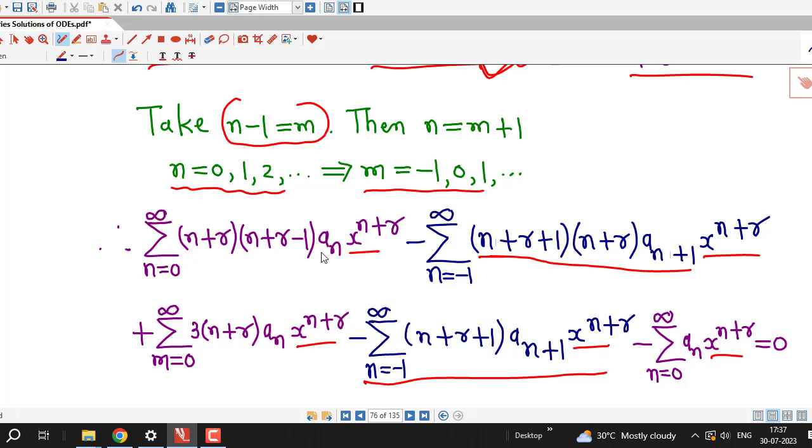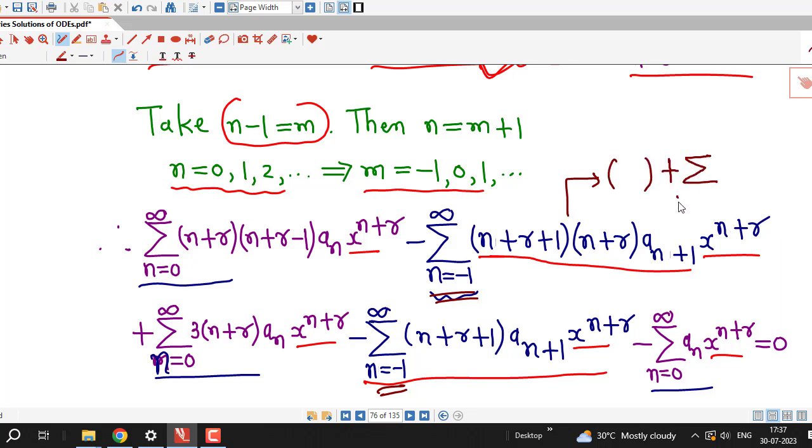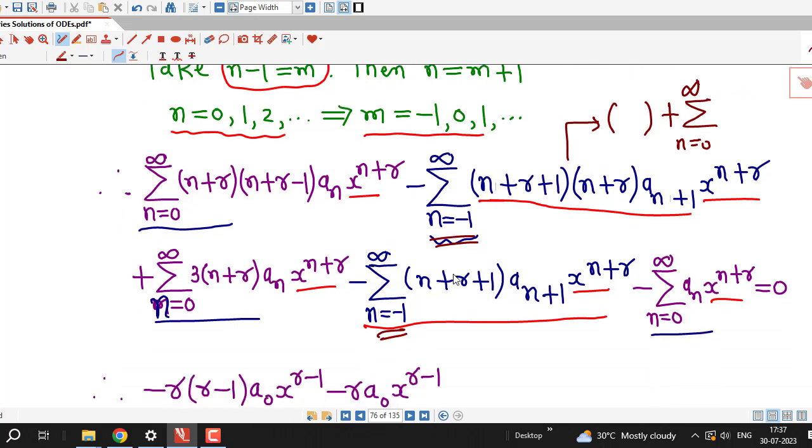Now to combine all these summations, the range of the index must be the same. Here n is starting from 0, here it is starting from 0, this is n, and here also n is starting from 0, but these two summations are starting from minus 1. So what we can do is, we can write this summation as the term corresponding to n equal to minus 1 plus sigma n equal to 0 to infinity and this quantity. Same thing here, and rest of the summations are as it is.